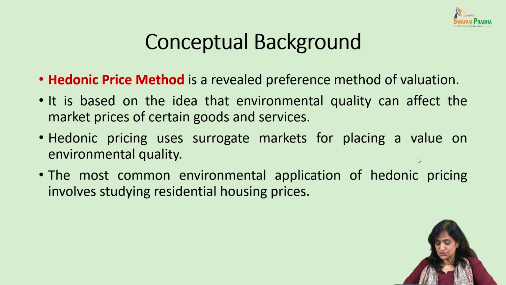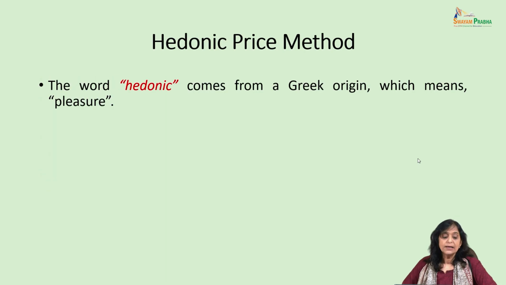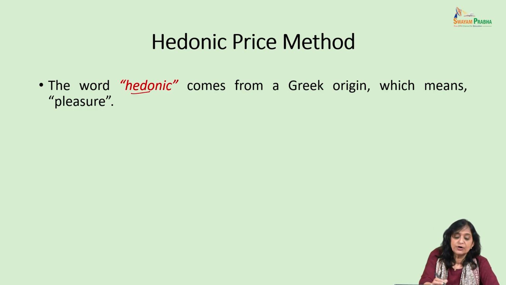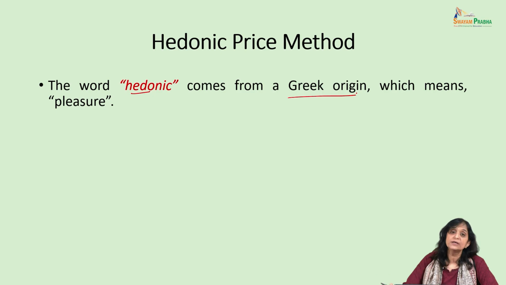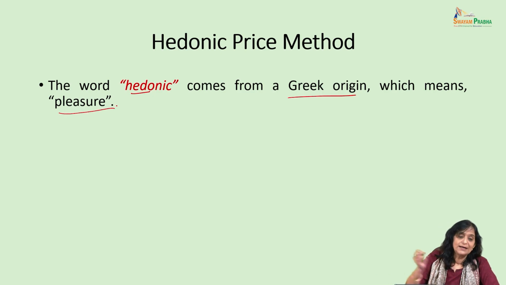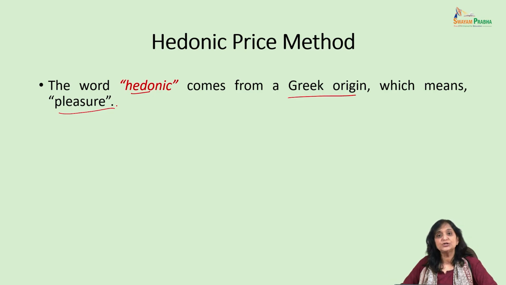As you might know, the word hedonic has taken its origin from a Greek word. What does it mean? It means pleasure. That is, how much pleasure you get in buying goods and services is not only dependent on the physical characteristics of that market good, but also on the type of environmental quality that good is situated in.